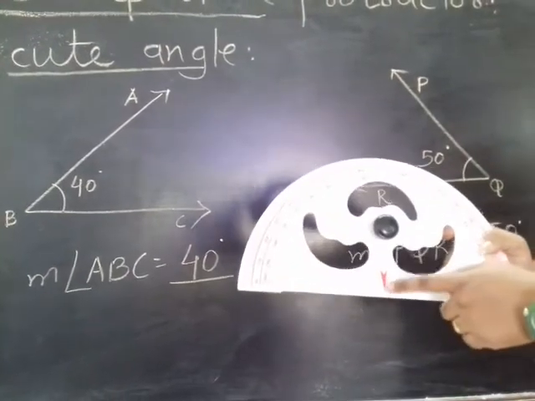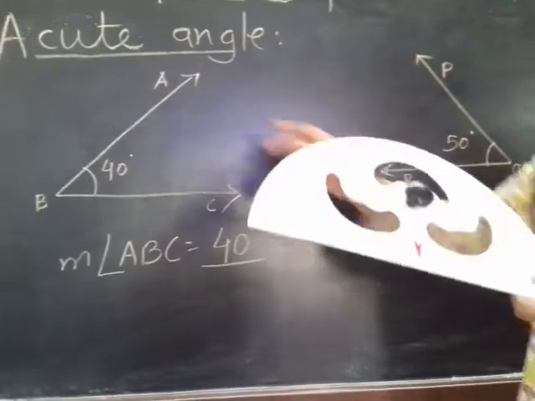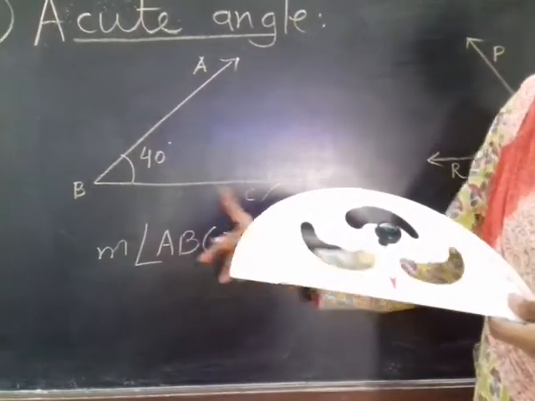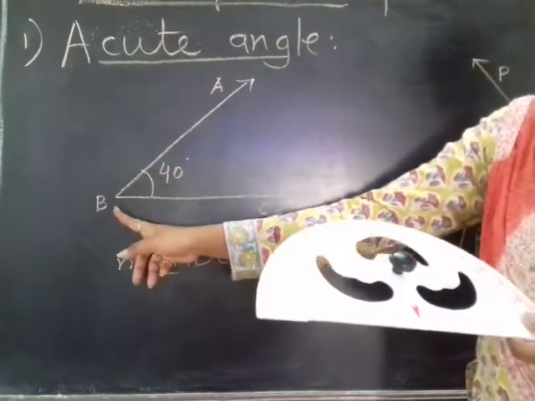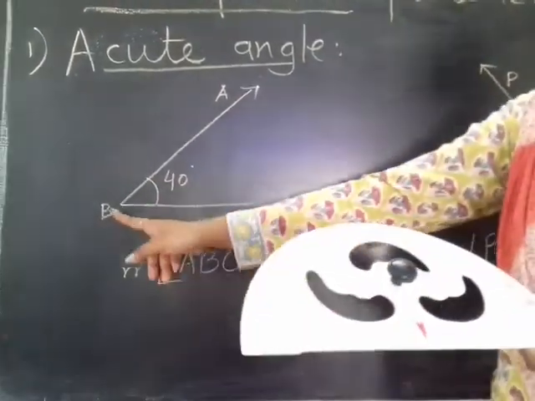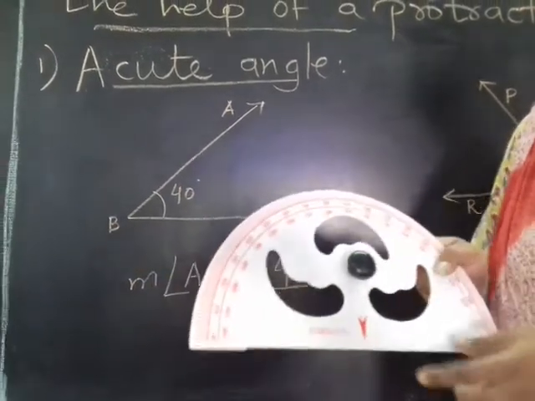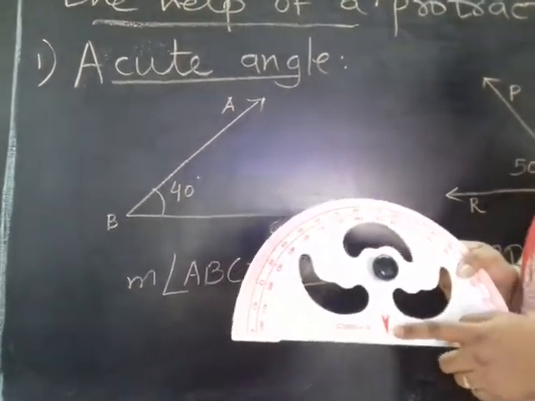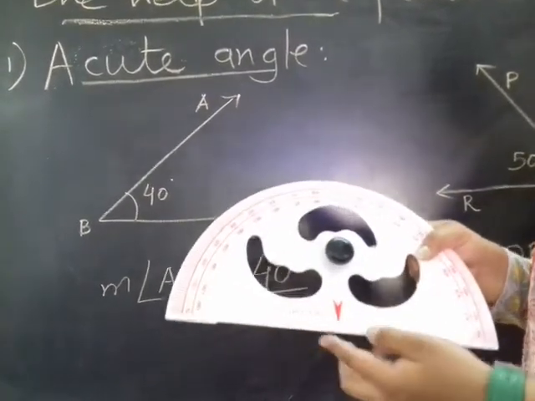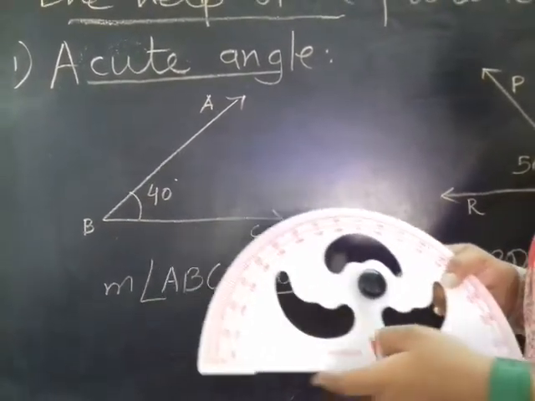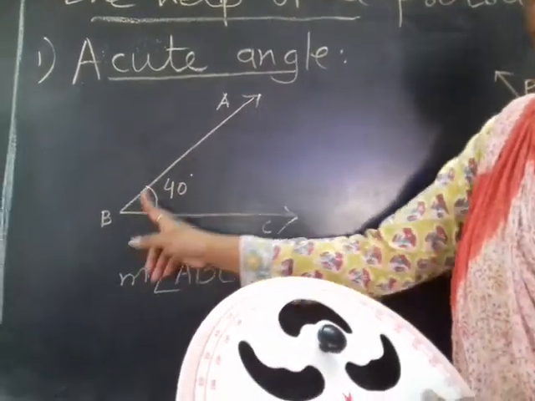Now you can see this arrow is exactly on 90 degrees, which we have to keep on a vertex. Here, in angle ABC, B is the vertex as B is common for ray BA and ray BC. So the middle letter is the vertex where we have to keep the 90 degree arrow, and this is a baseline. This is the zero baseline that we have to keep on this straight line, and we have to measure this angle, right?